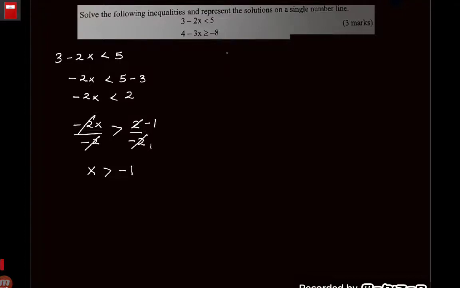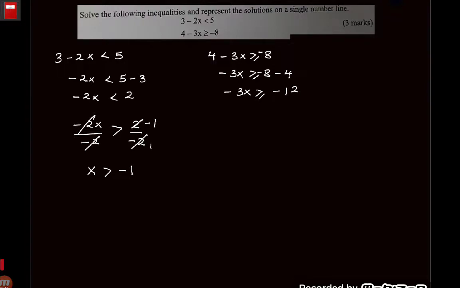The second part, we have been given 4 minus 3x is greater than or equal to 8. We can collect like terms by having negative 3x is greater than or equal to 8 minus 4, which means negative 8 minus 4, which means negative 3x is greater than or equal to negative 12.